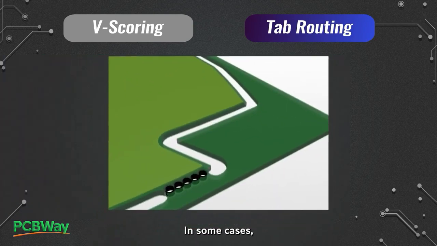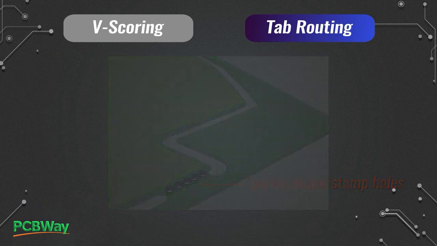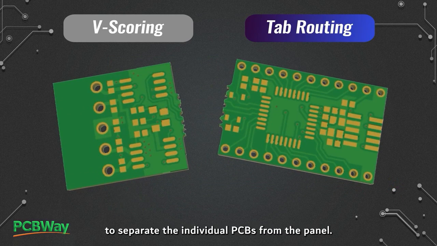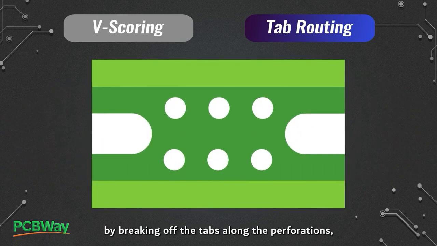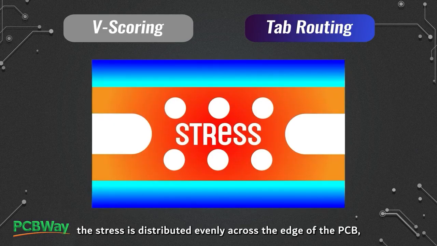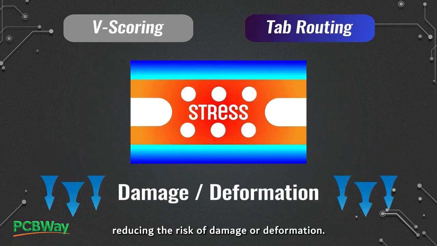In some cases, tabs are routed with additional perforations or stamp holes. The perforations in the tabs make it easier to separate the individual PCBs from the panel. Additionally, by breaking off the tabs along the perforations, the stress is distributed evenly across the edge of the PCB, reducing the risk of damage or deformation.